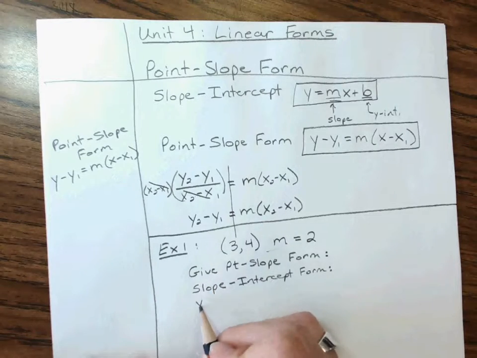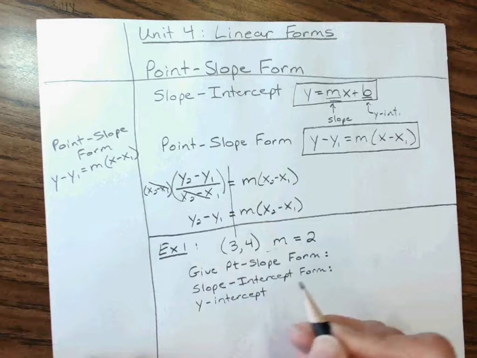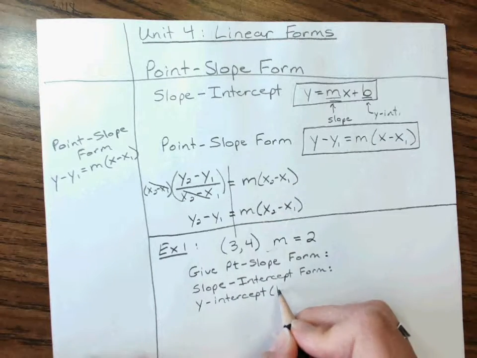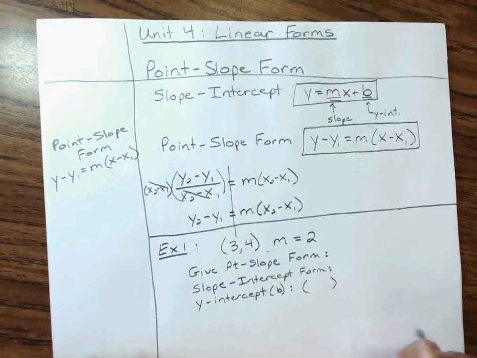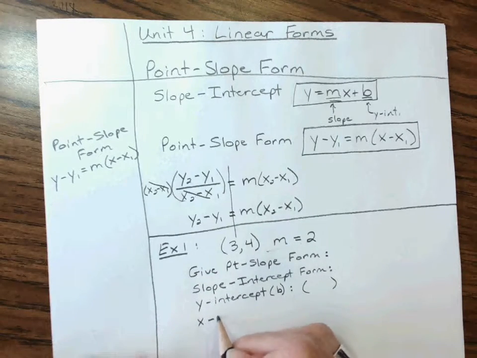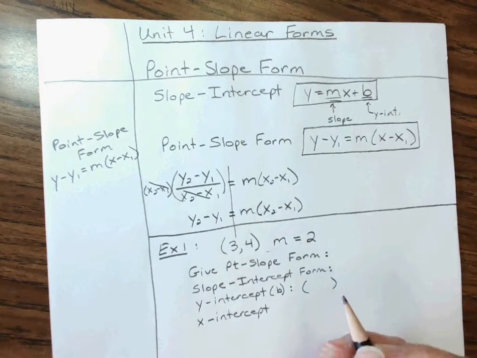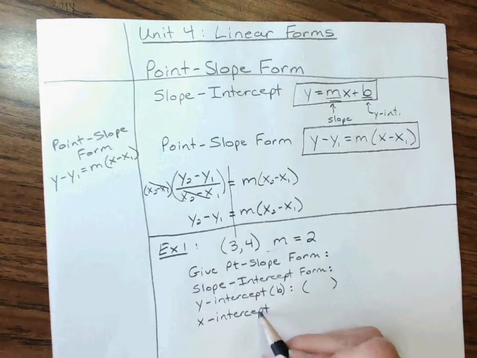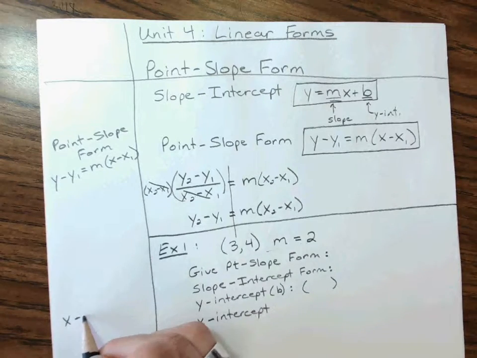I also want you to give me the y-intercept, which is my b value. And I'm going to have you give that to me as a point. And I'm also going to have you give me the x-intercept. Now we haven't talked that much about the x-intercept. Just like the y-intercept is where the line crosses the y-axis, the x-intercept is where it crosses the x-axis. So let's write this over here on our left-hand column.